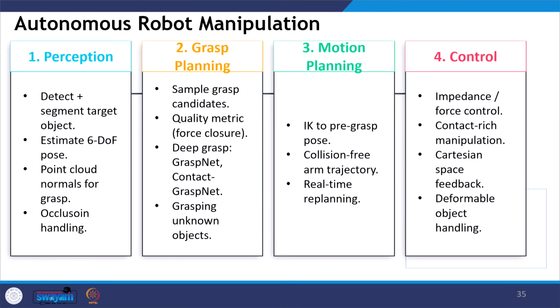Okay. In the next few slides I am going to talk about the application of AI in various types of robots. If we talk about autonomous robot manipulation, then we can use AI for perception, for grasp planning, for motion planning, and for control. I have given some details of these which you can go through and study.